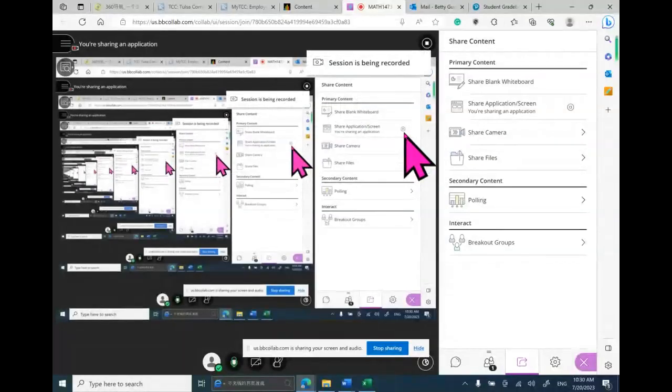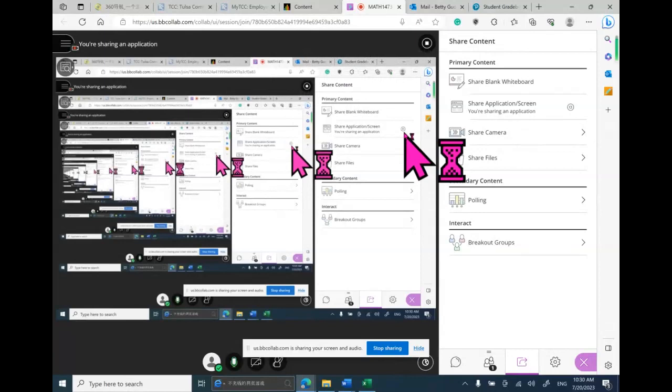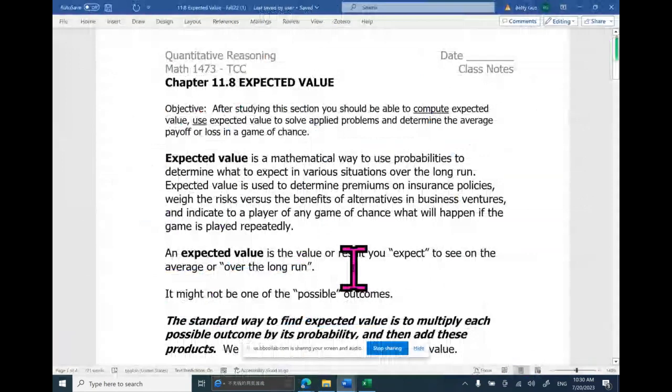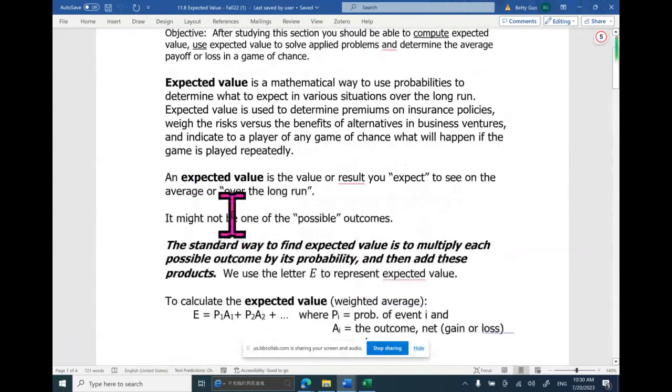Hello class, this video covers the last section of chapter 11, 11.8, expected value. Let's look at the formal definition of expected value. An expected value is the value or result you expect to see on the average or over the long run.